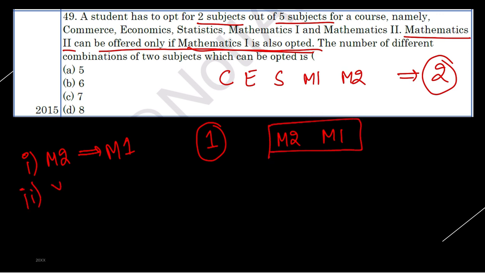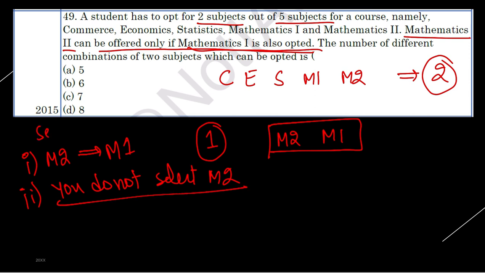Second case is you do not select M2. If you select M2, then this is the only way. Why? Because if you are selecting M2, you can only select M1. M1 and M2 is the only combination that is possible if you select M2. But if you don't select M2, then what are the subjects you have? C, E, S, M1. So there are only 4 subjects you have to select.